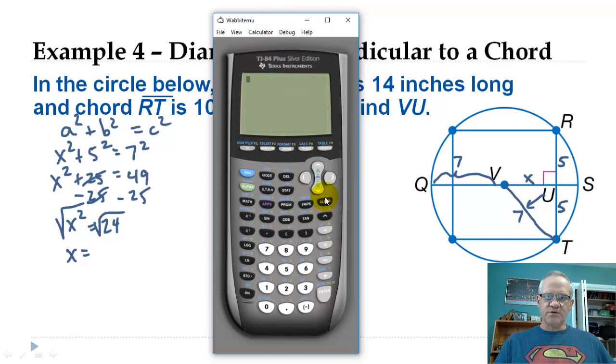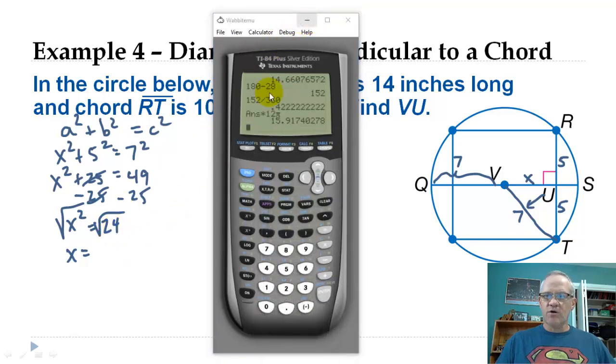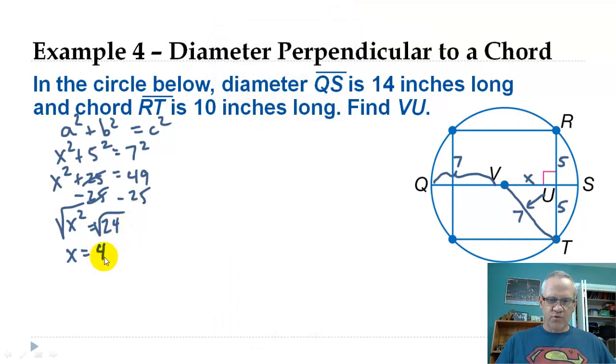Okay, so then to find the square root of 24, we just go second function. Where is that square root? I think it's there. It's in this light blue color. It's hard for me to see. 24. And so that looks like that's going to be, we'll call that 4.9. We'll round it to one place there and call it 4.9. Hey, I got two calculators. So 4.9 inches.